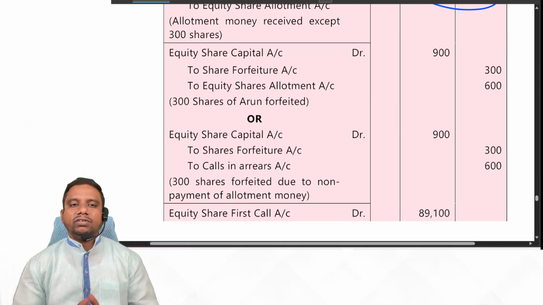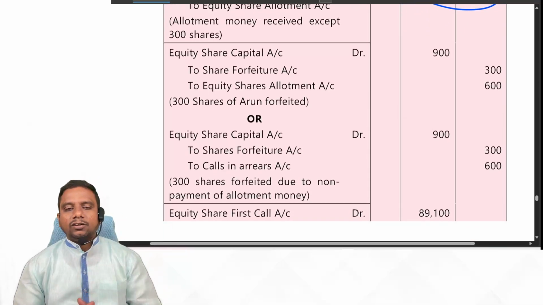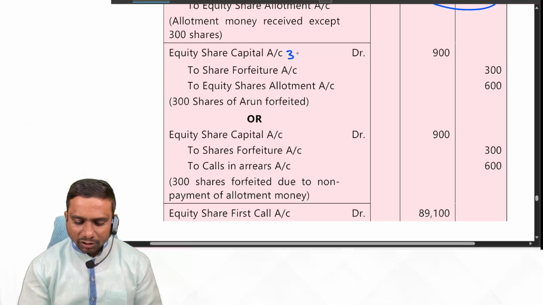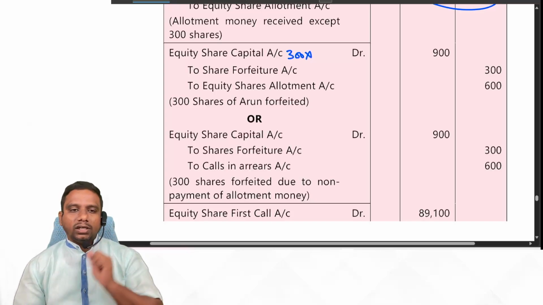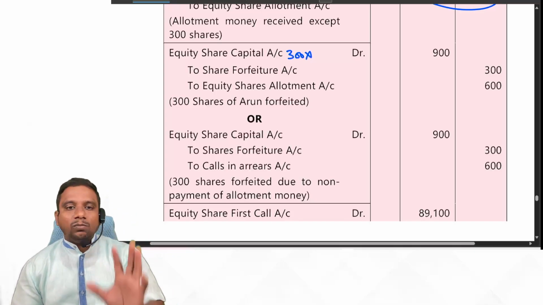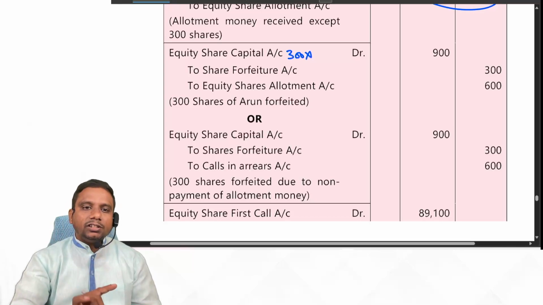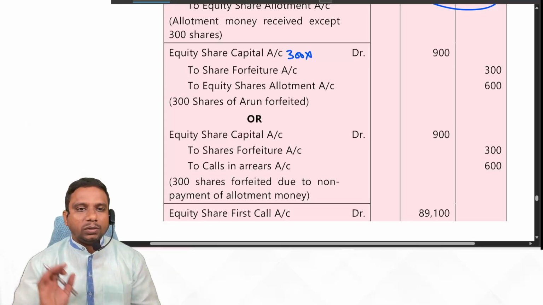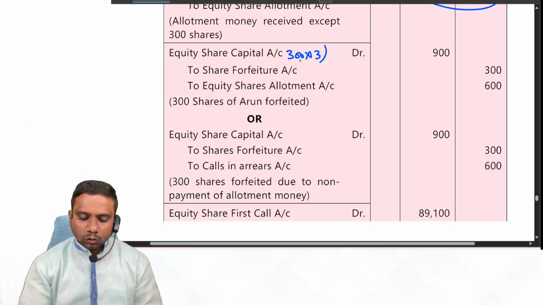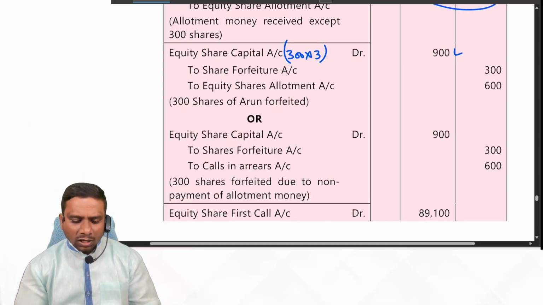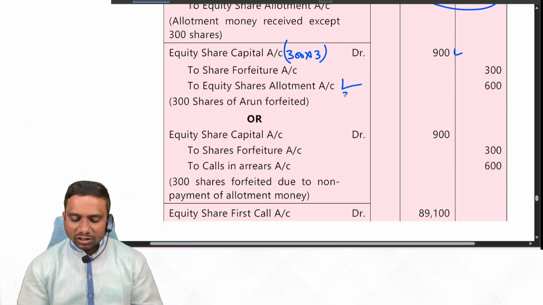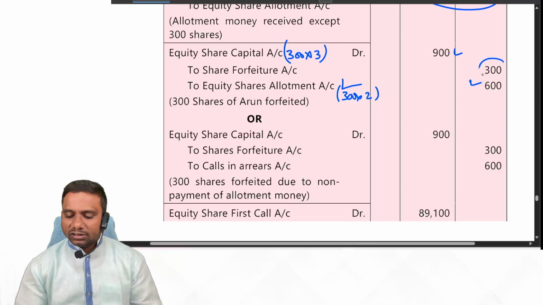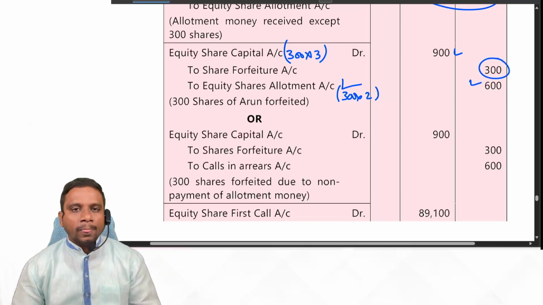What is the forfeiture entry we record? Well, equity share capital account debit. Number of shares forfeited 300 into the called up amount. Here the amount is very important. The entry can be written by anybody, but the amounts matter. So 300 shares into what is the called up amount till allotment? 2 rupees plus 1 rupee, 3 rupees. Total 900, to equity share allotment. How much amount not received on allotment? 300 shares into 2, 600. And whatever the amount paid by the shareholder is transferred to share forfeiture account.